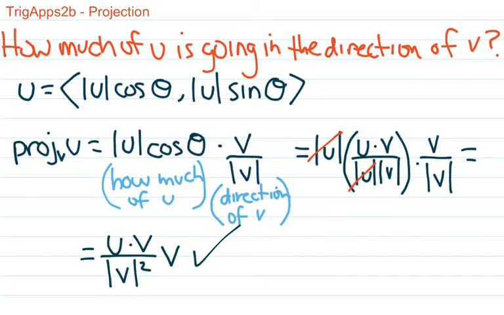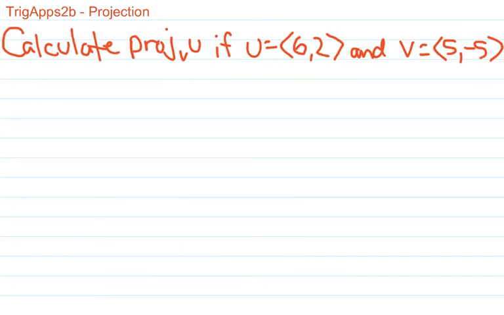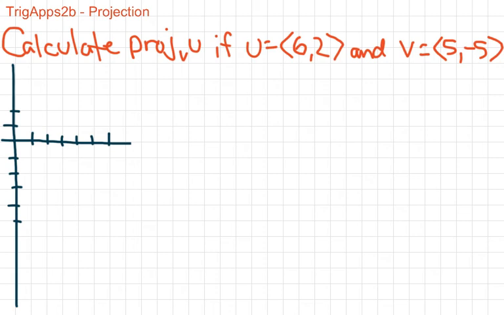Okay, now let me show you how this actually comes to light. So here's the one example we'll do. Let's take a few minutes to calculate the projection of u onto v if we're given these two vectors, u equals 6 comma 2 and v equals 5 comma negative 5. So let's stick with the fact that u is still green, so that's 6 comma 2. So I'll create my vector right over here.